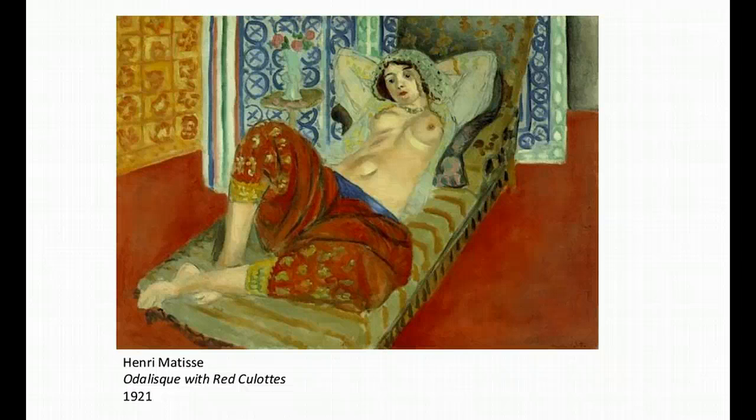From 1921, now the war has completely ended, and French painting has gone pretty entirely back to a classical tradition. We have the famed Fauvist rebel, Henri Matisse, who's now giving us very, very classical images of, in this case, an odalisque with red culottes. The culottes are the pants that she's wearing. Those of you who don't know, they're kind of like harem pants.